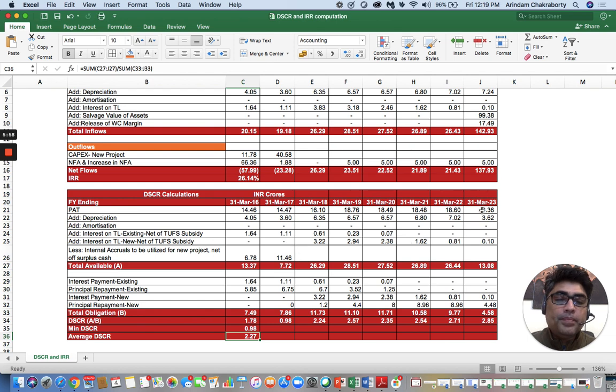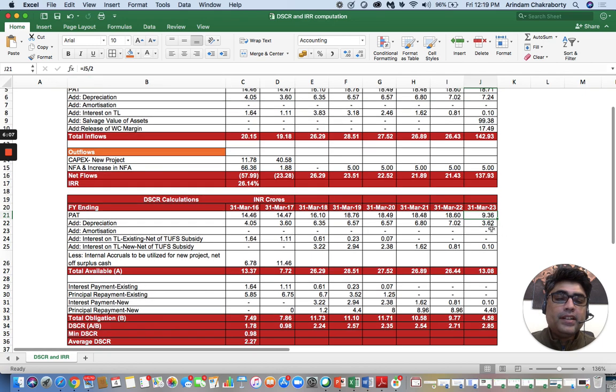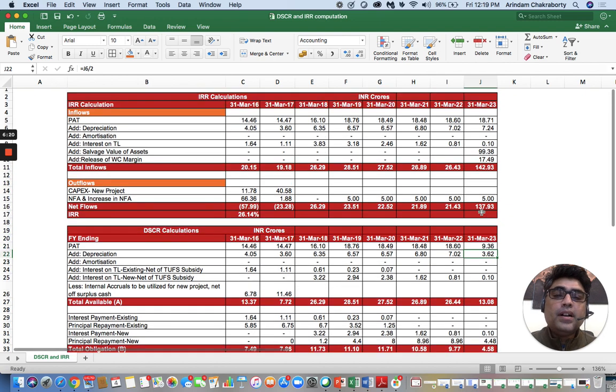Two things you also have to take into consideration: over here you see that the PAT figure has been taken for half a year and not for the entire year, and depreciation is also for half a year, because the loan may be extended for the last year for only, say, 6 months and not for the entire period. So this is just to give you an understanding of how the DSCR and IRR computation is actually undertaken in the real world.